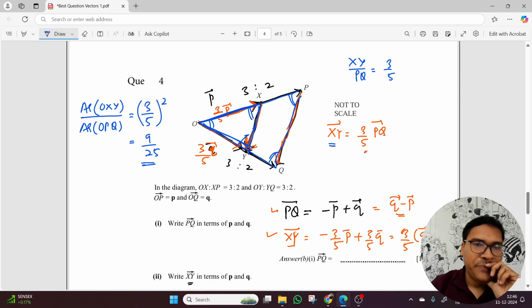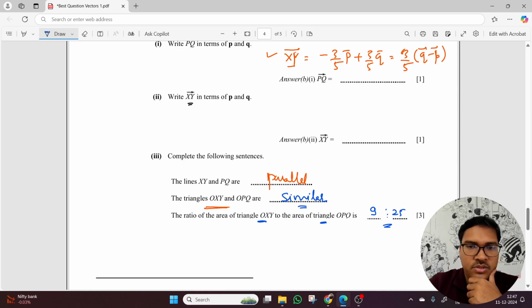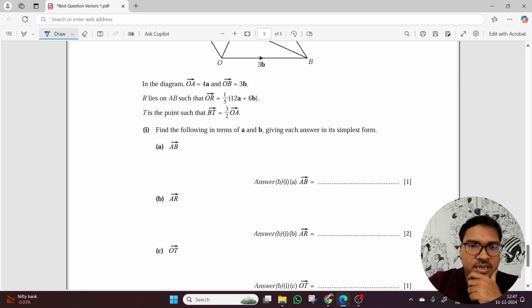I hope this point is also clear, because the scale factor for length is k, the scale factor for area is k square, and for volume, this is k cube. Okay, so this is the answer, 9 by 25. I hope this point is also clear. Okay. So now let's move to the last one.